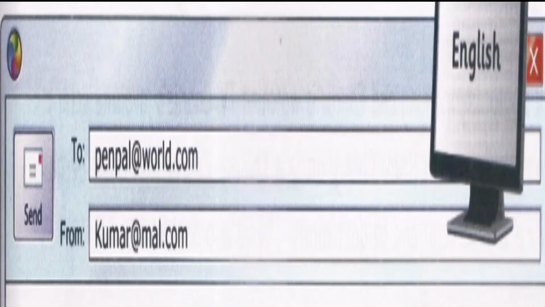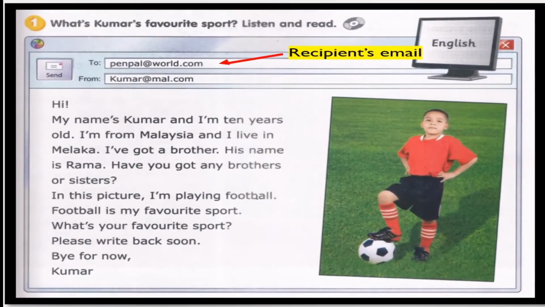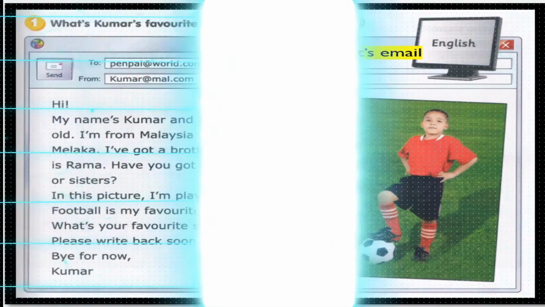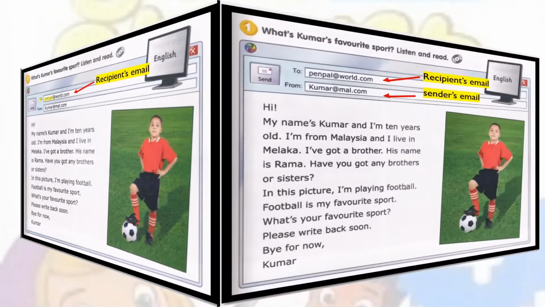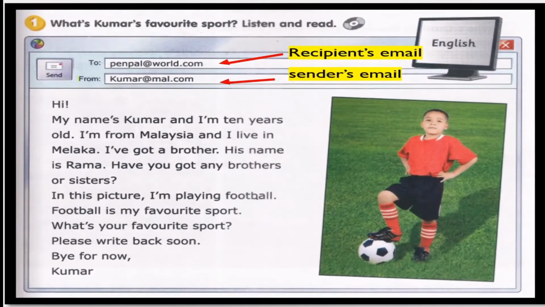So let's look at this. The first one, to penpal@world.com. This is the recipient email. What does it mean by recipient's email? It means that it is the email address of who we are going to send the email to. So look at the keyword to. This one, to at penpal@world.com. So Kumar sent the email to penpal@world.com. And then the second one, we have from. From means from who? From kumar@mall.com.